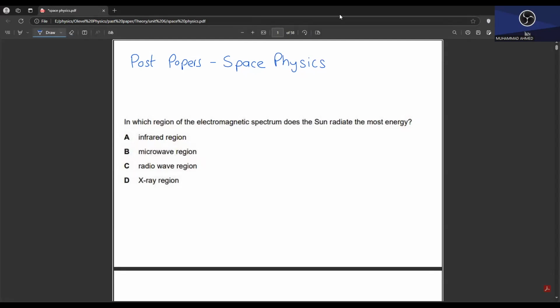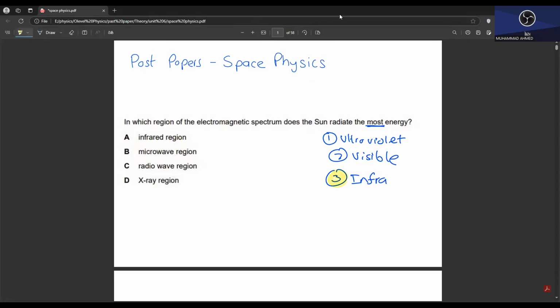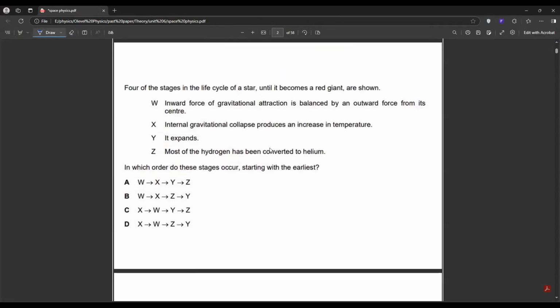In which region of the electromagnetic spectrum does the sun radiate the most energy? So, the sun radiates energy in three rays: ultraviolet, visible light, and infrared. And the sun emits the most energy in which radiation? In terms of infrared radiation? Any answers like that? A is your answer. Let's move ahead.